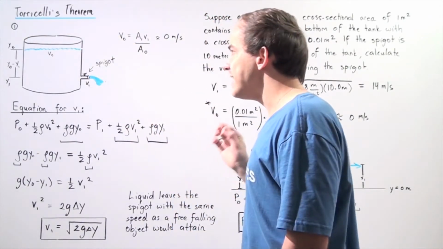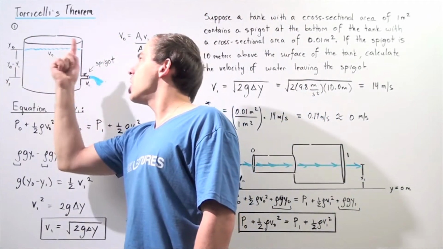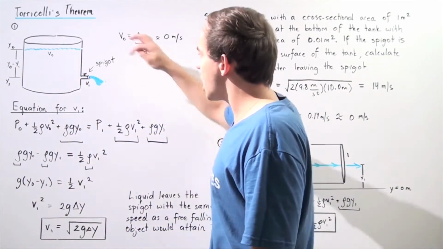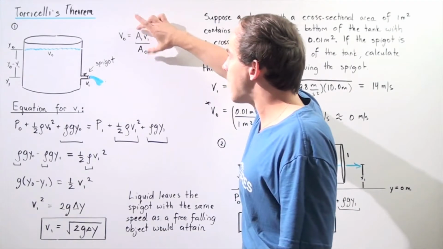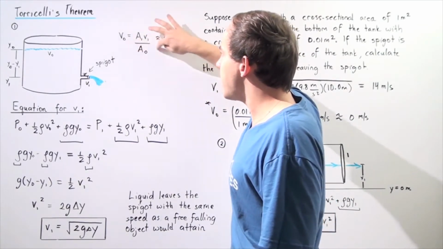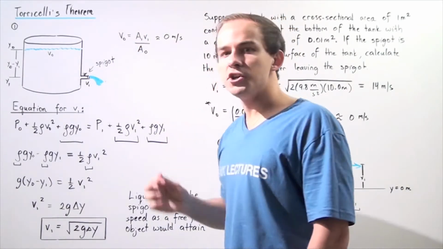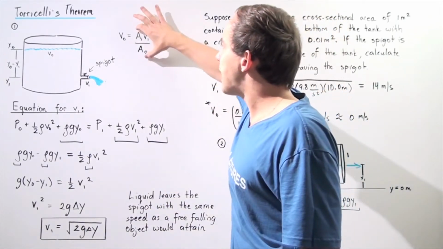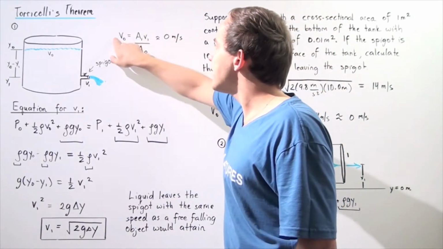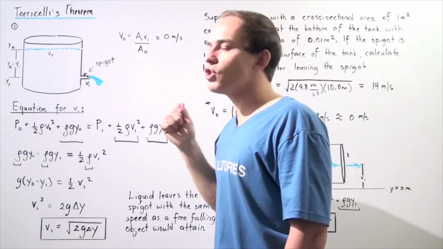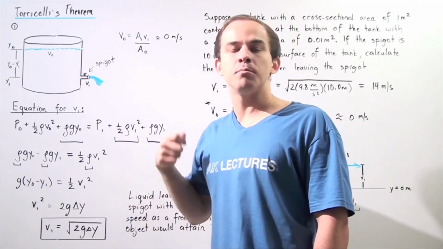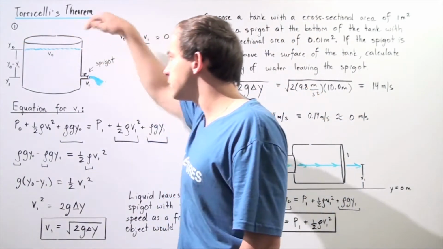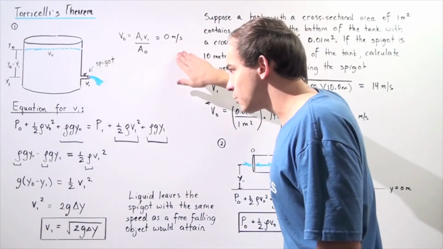Now, notice if the cross-sectional area of the tank is much larger than the cross-sectional area of our spigot, this fraction A1 divided by A0 becomes very small. In fact, we can assume that this fraction is so small that our velocity V0 is also very small, and we can approximate the velocity of the fluid at the surface of the fluid to be 0.